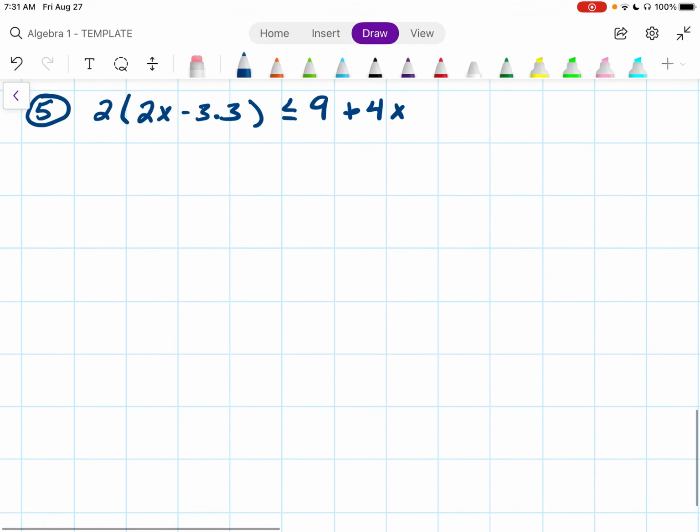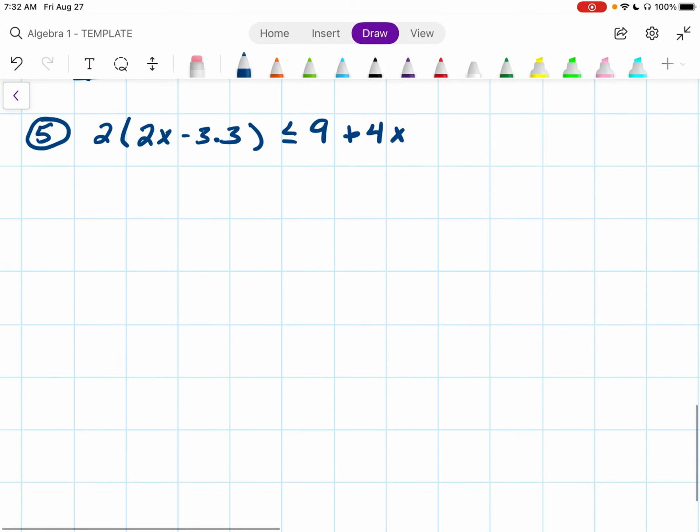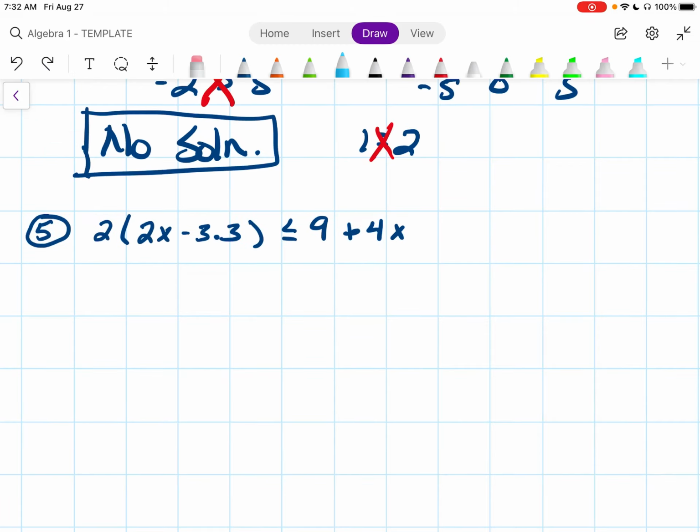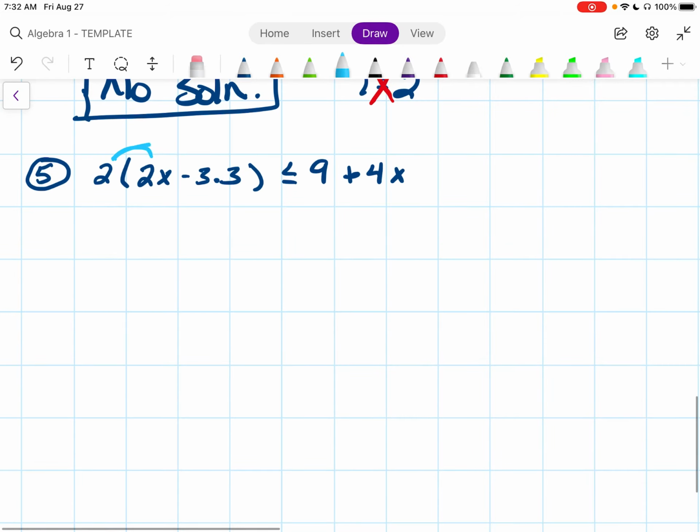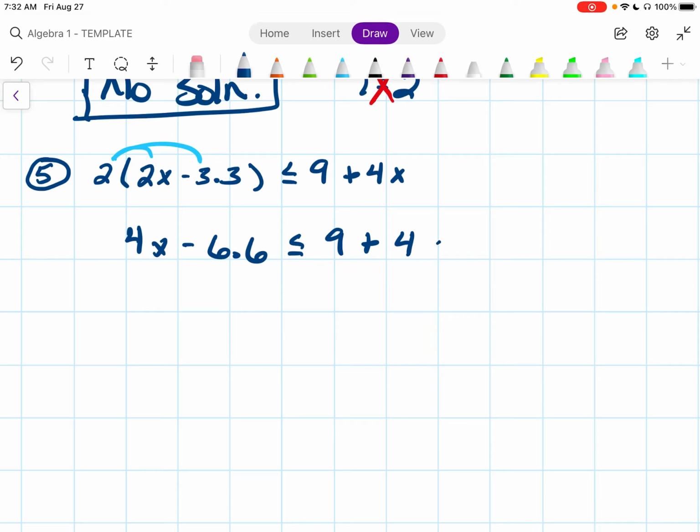All right, number 5, last one. Now this one, we have a 2 hanging out front, like in the other one. But if we were to divide by 2, that 9 would turn into a fraction, and I just don't want that. So I'm going to distribute the 2, drawing little swoops. So I've got 4x minus 6 is less than or equal to 9 plus 4x.